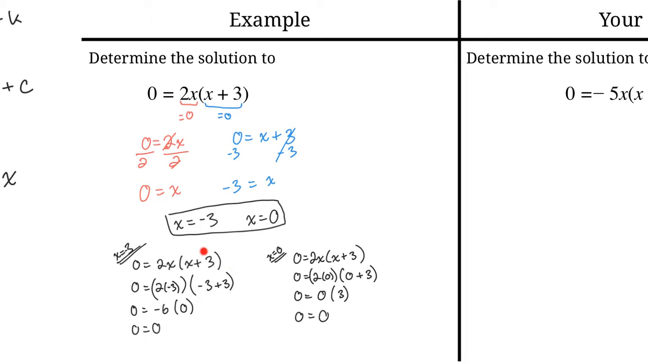So when we plugged in negative 3 for x, we got 0 in the end. So negative 3 is definitely one of our solutions. And when we plugged in 0 for x, we got 0. So that means 0 is also one of our solutions. So we have two values for x that will make this quadratic equation equal to 0. And that's what you're often going to find with quadratic equations. You're often going to get two different values for x.